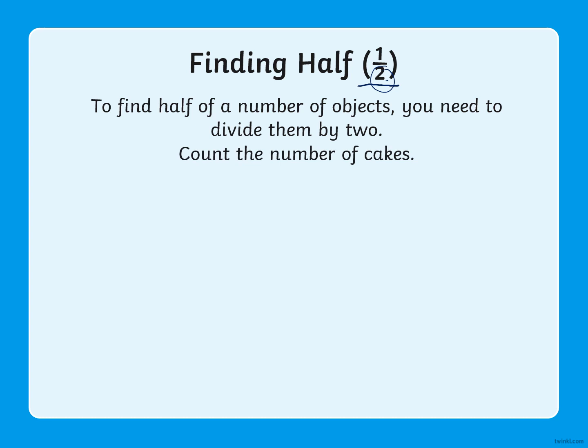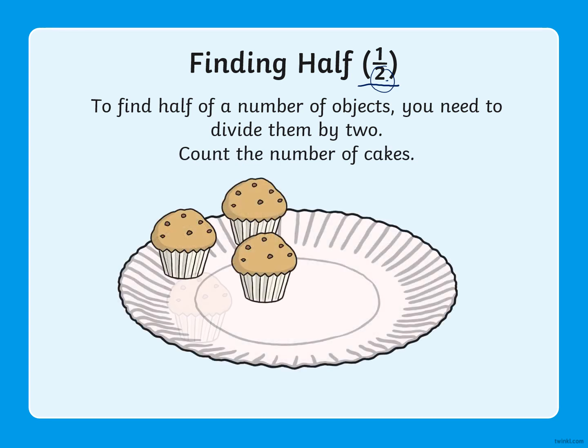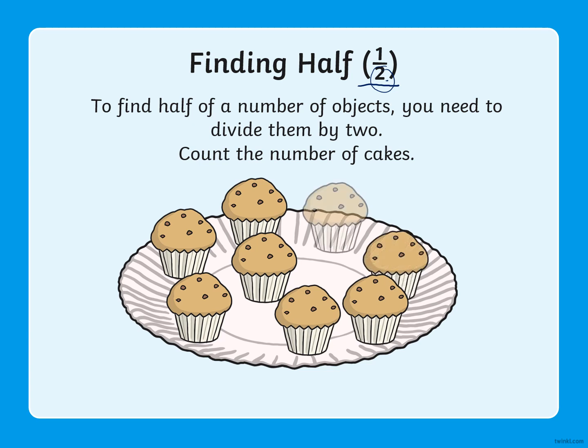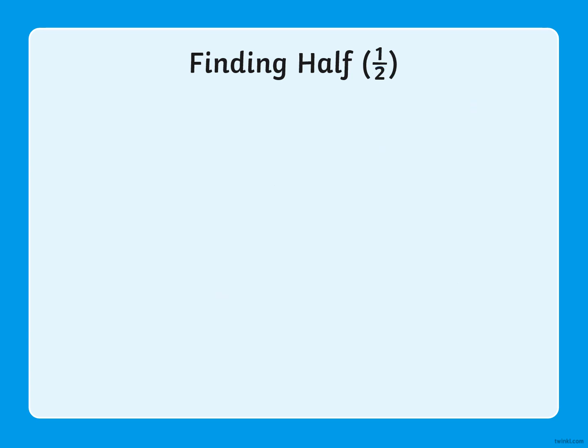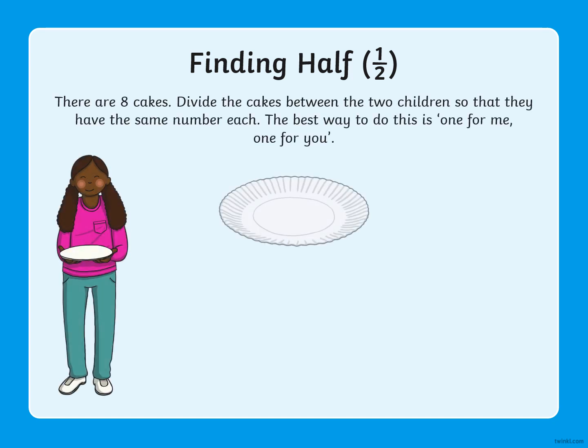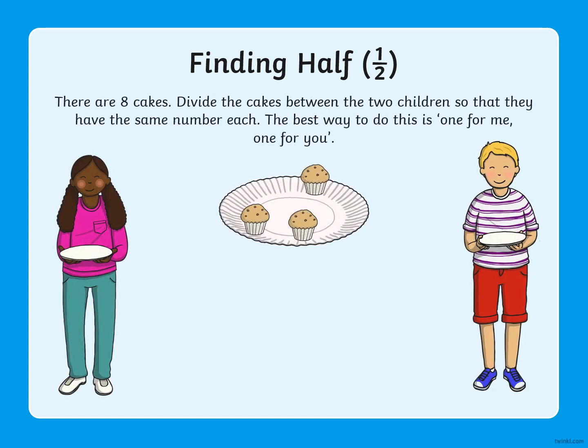Count the number of cakes. 1, 2, 3, 4, 5, 6, 7, 8. There are 8 cakes. Divide them between the 2 children so that they have the same number each. The best way to do this is 1 for me, 1 for you. So again it says we are dividing it, we are breaking it up or sharing it between 2 people at the moment. Okay, so let's go.